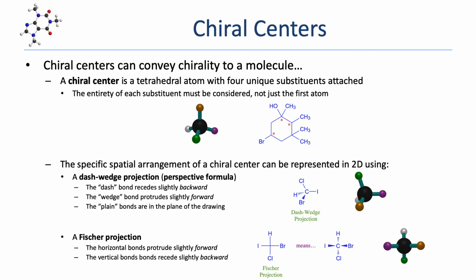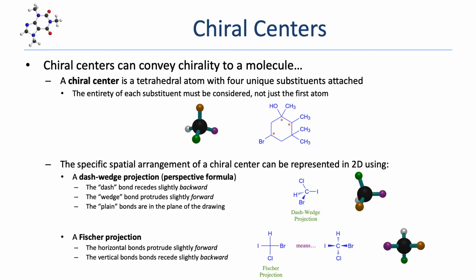Now, the specific spatial arrangement of a chiral center can be represented in 2 dimensions a variety of different ways, and we're going to look at 2 of them. The most common is a dash wedge projection, also called a perspective formula. I've also even heard it called a Nada projection. It uses a dash and a wedge and 2 straight lines attached to the chiral center.